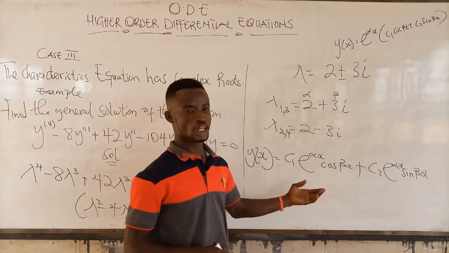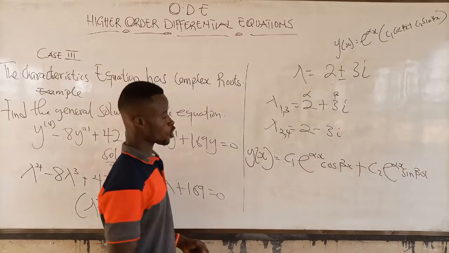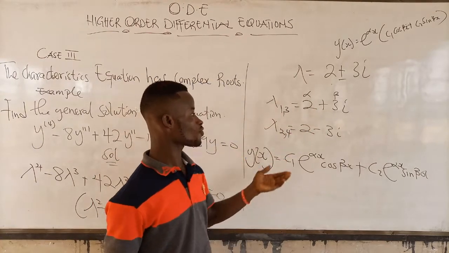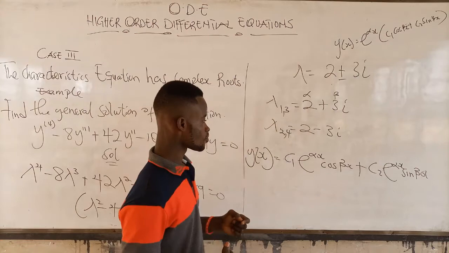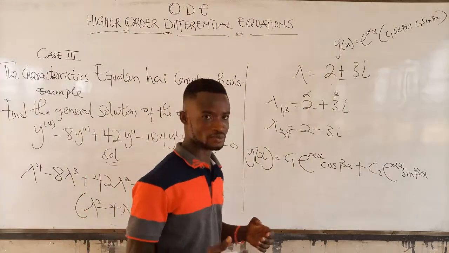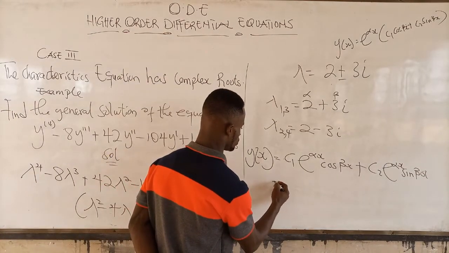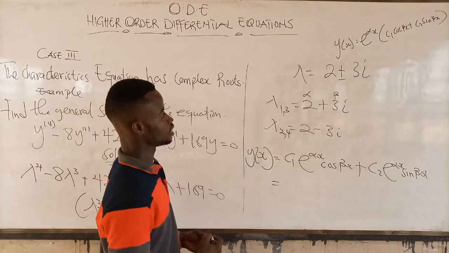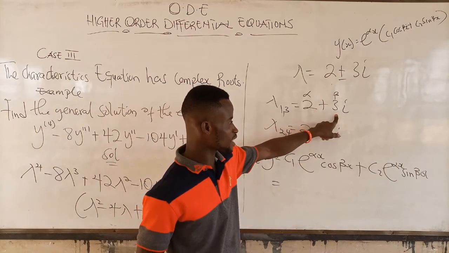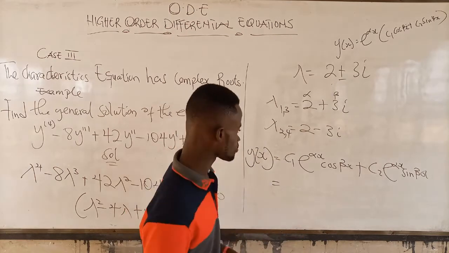Alright. Note that this is the same as this. Very good. So, for us to write the general solution of this multiplicity, then that's going to be just simple as this. So the first one, the lambda here is 2, then beta is 3. Okay? Very good.